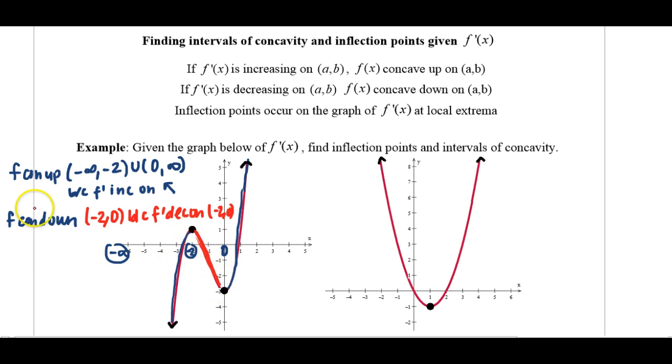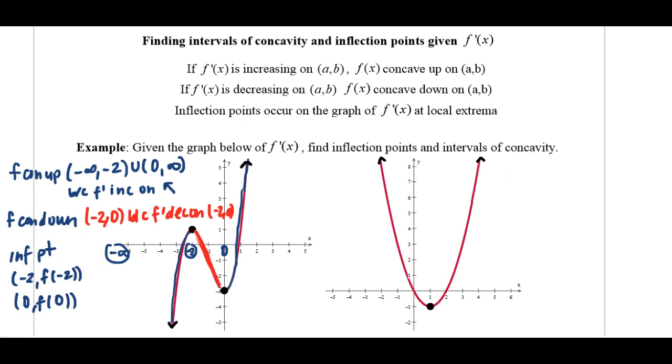So that must mean that I have an inflection point. I have an inflection point at negative 2, f of negative 2. So there's an inflection point at the x value negative 2, but I can't find the y value, f of negative 2, because this is the graph of f prime of x, and I don't know what f of x is. And I also have an inflection point at 0, f of 0, because f prime changes from decreasing to increasing, which means f changes from concave down to concave up. So I have my other inflection point at 0, f of 0.